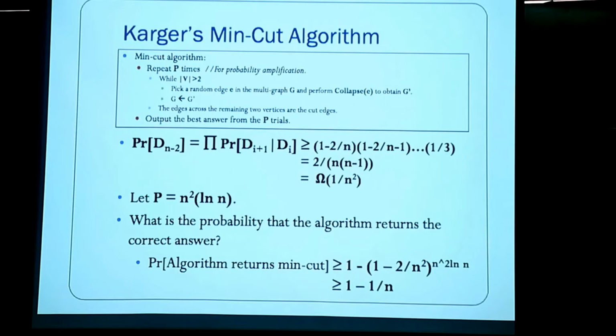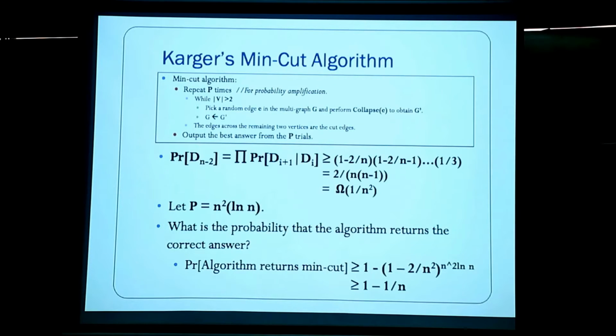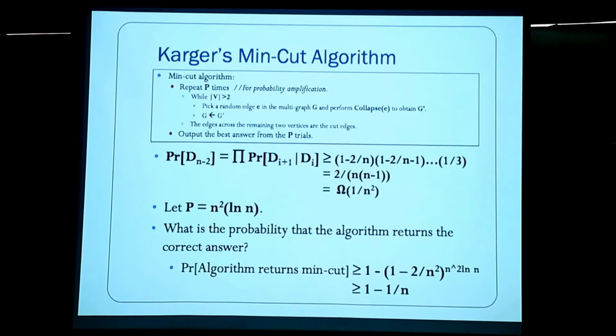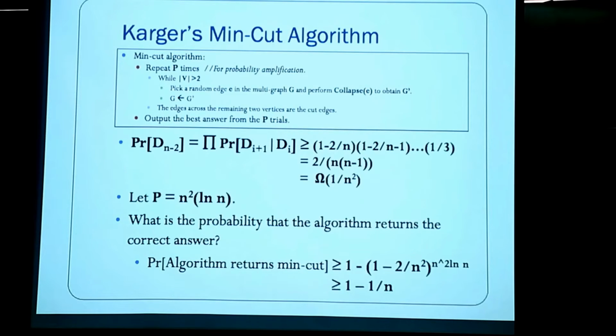Is the probability calculation clear? It's not very intense. If you understood the first part, that the probability of picking an edge from the min-cut was at most 2 by n, what we have done is just extend that. If you didn't pick an edge from the min-cut, then the size of the min-cut is the same in the collapsed graph, and then further on, the probability of picking an edge from the min-cut is again less than or equal to 2 by the number of vertices in the surviving graph.